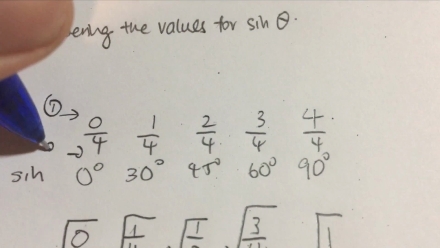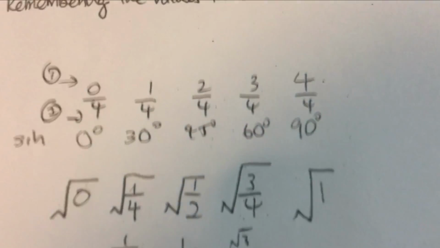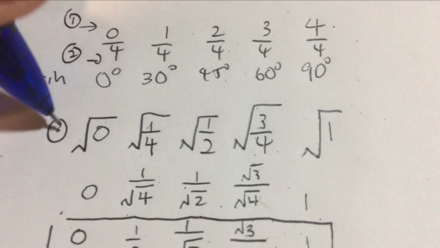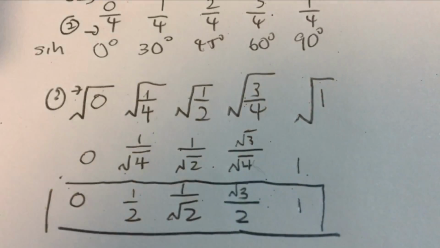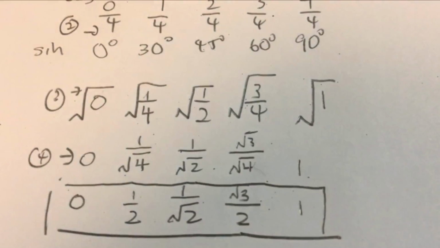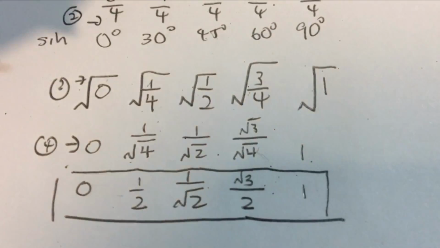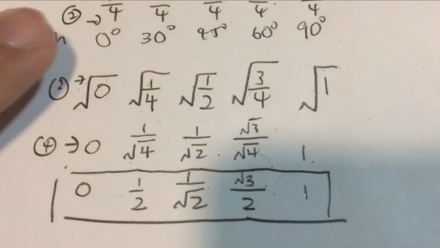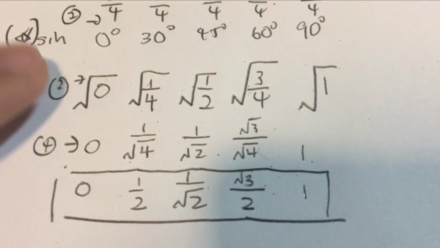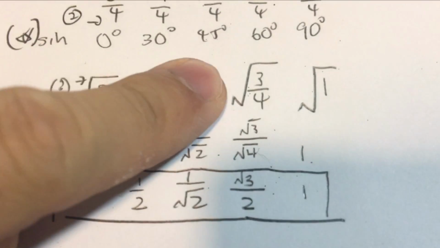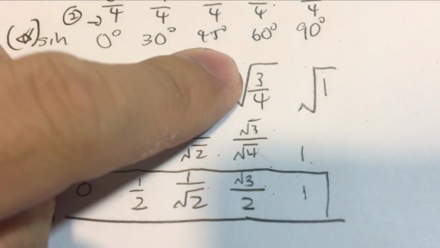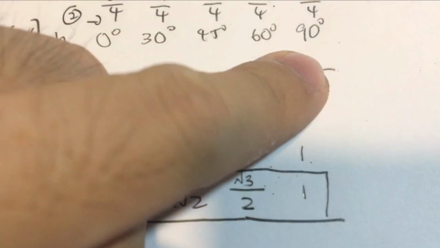Step number 2, divide every single value by 4. Step number 3, square root all the values. Step number 4, simplify the square roots, and hence you will be able to determine your sine values. Sine 0 is 0, sine 30 is half, sine 45 is 1 over square root 2, sine 60 is square root 3 over 2, and sine 90 is 1.